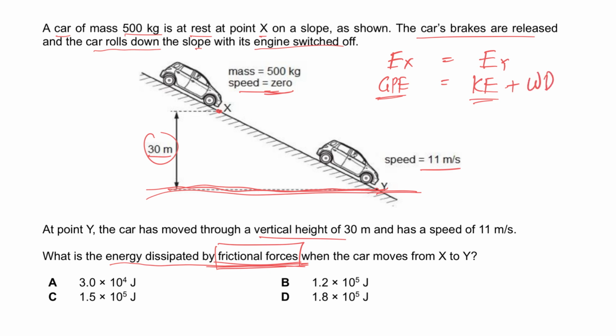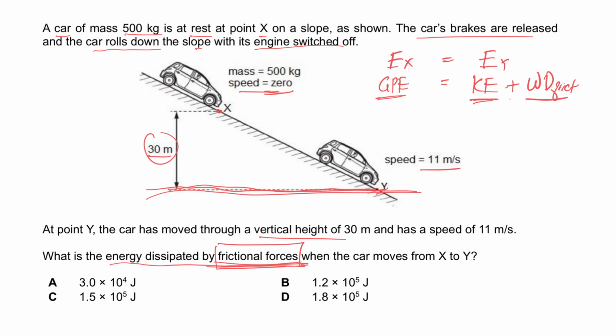So I should put the work done against friction over here, and it's supposed to be a plus. Because total energy, the KE plus the work done against friction, is equal to the loss in the GPE. If there's no friction, the car will not be at 11 meters per second. It will be higher. The fact that there's friction slows the car down a little bit. That's why it goes to 11.